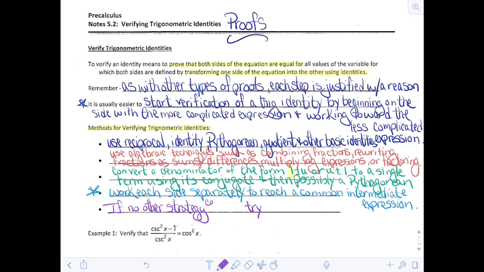No other strategy, let's say this, comes to mind. Okay, so if you can't think of anything else, I would try converting the entire expression to involving only sine and cosine. There's a lot of ways that those relate. So a lot of times, if nothing else is jumping out at you, try to put everything in terms of sine and cosine.